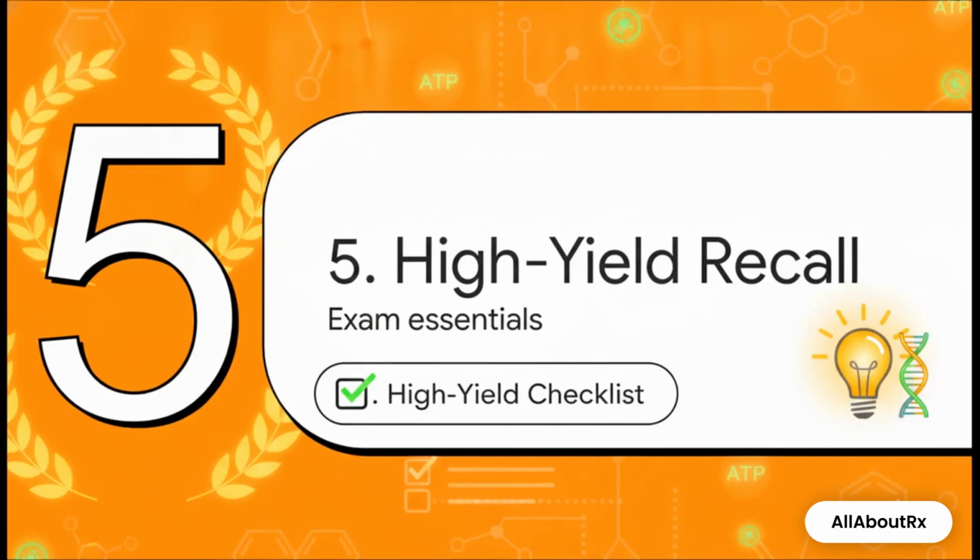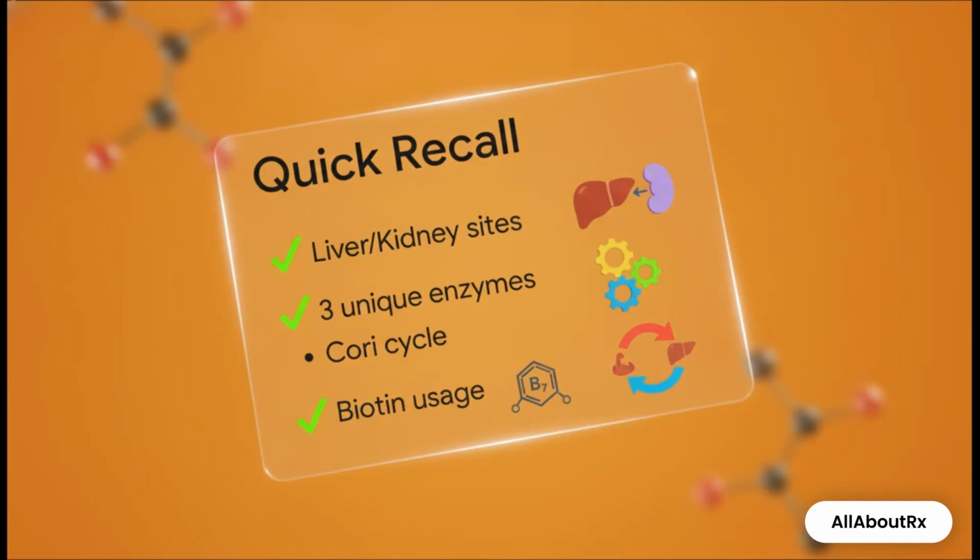Let's wrap things up with Section 5, High-Yield Quick Recall. We're going to rapid-fire the absolute must-know facts for your exams. Lock these details in right now. The main sites are the liver and kidney. The pathway relies on biotin and acetyl-CoA as essential activators for pyruvate carboxylase. GTP is what drives PEPCK. Fructose 1,6-bisphosphatase is the major regulation point, inhibited by AMP. And for your substrates, never forget that the Cori cycle is your primary lactate recycler.